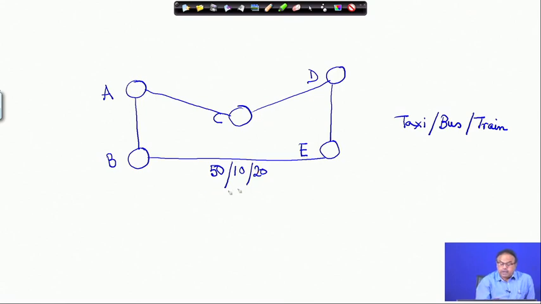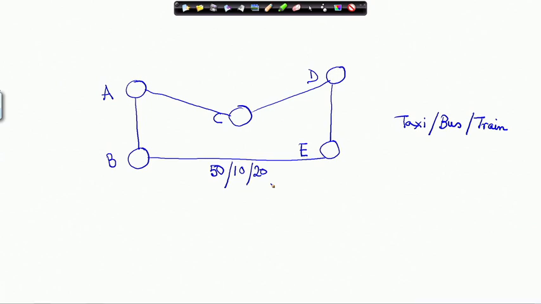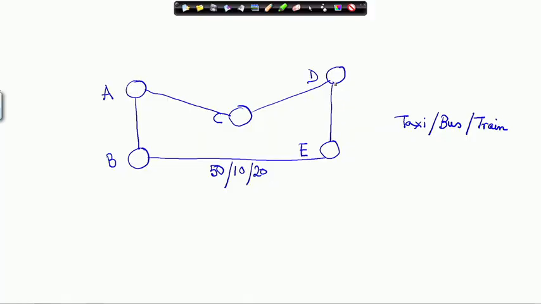And also of course, according to the mode of transport that I take, the time taken will also be different. Say from D to E, I can go by taxi and that will cost me 30 rupees, and by bus it will cost me 5 rupees, and there is no train between these two, so I put a null here.